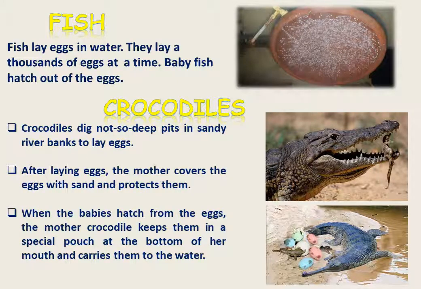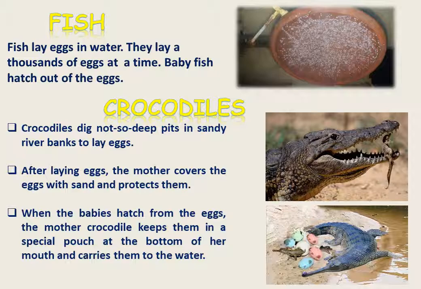Now let's see the process in which a new fish is formed. Just like the frogs, a fish can lay up to thousands of eggs at a single time. Then it is from these eggs that baby fishes are formed.